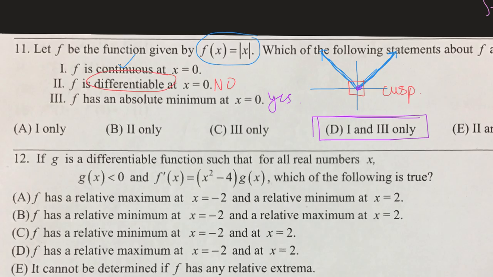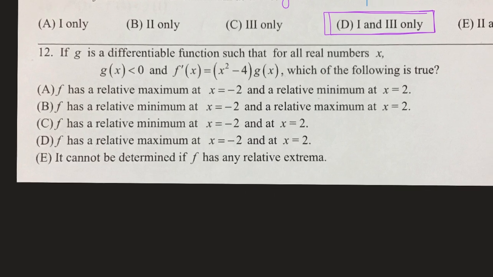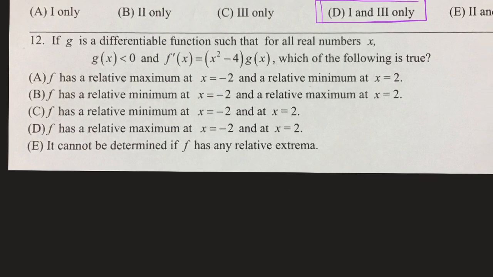Our absolute value is continuous, and it has a minimum at 0, but it is not differentiable at 0 because there is a cusp there. All right, good. Number 12. This one's going to require us to talk about it for a minute. So buckle up, Buttercup, as we talk about this.